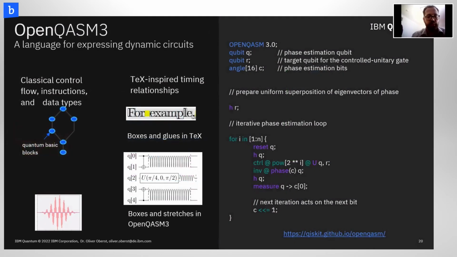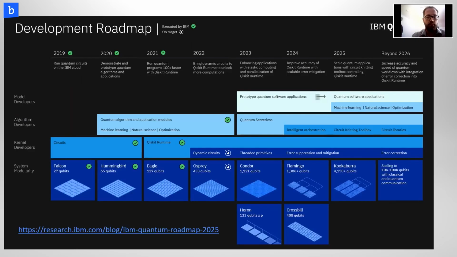OpenQASM, I already explained. This is very machine close, very close to the actual quantum computer. And here it's very important to have some kind of format in between and an interface, so you can exchange code from one framework to the other, from one system to the other. So openness on the software side, open source, like we do with Qiskit and OpenQASM, is very important in our view.